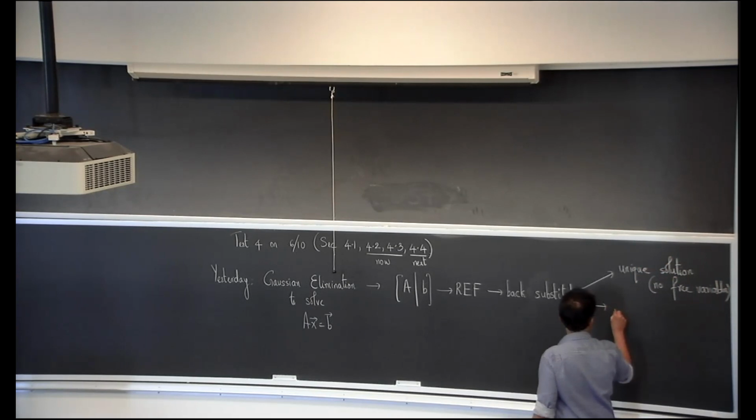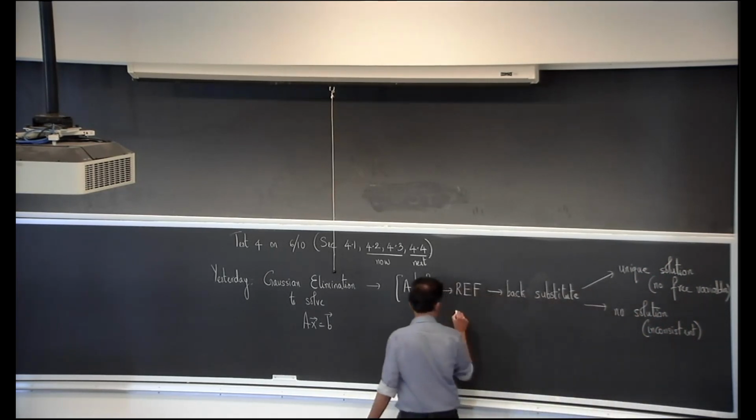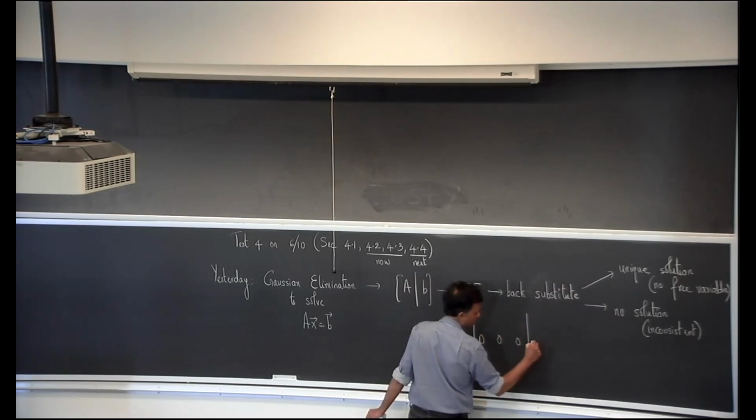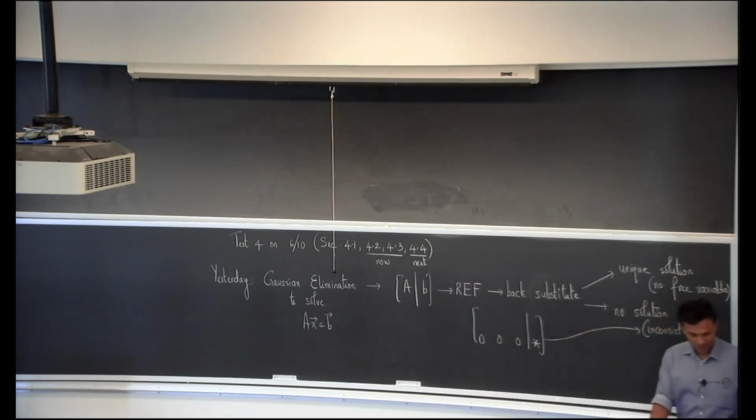It's also possible that there is no solution. That is what you call an inconsistent linear system of equations. The way to spot that is if you look at your REF, and one of the rows looks like this, 0, 0, 0, and then some non-zero number here. That means it's not solvable.